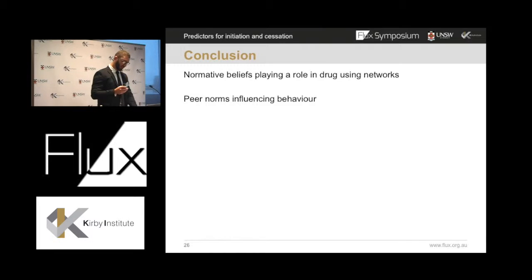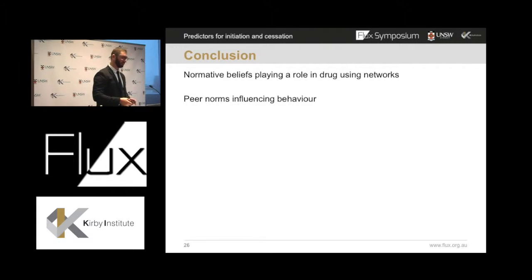Being immersed in friendship networks of gay men who use drugs speaks very strongly to the role of peer norms. Their own decision about their use of these drugs clearly reflects what they see among their friends and what is acceptable, preferred, and what is not. So what we need to be able to do is get a better understanding of those kinds of attitudes and beliefs about drug use within these men's friendship networks.